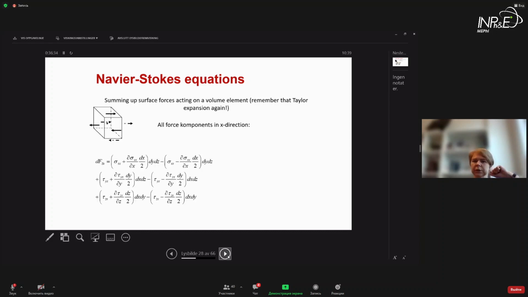And so we just turn on the machine and sum up all those forces, all these six contributions from every face of this volume element, and combine them in a single equation. So here they are, the normal and the shear forces, up and down, left and right, and top and bottom. Here they are all together.